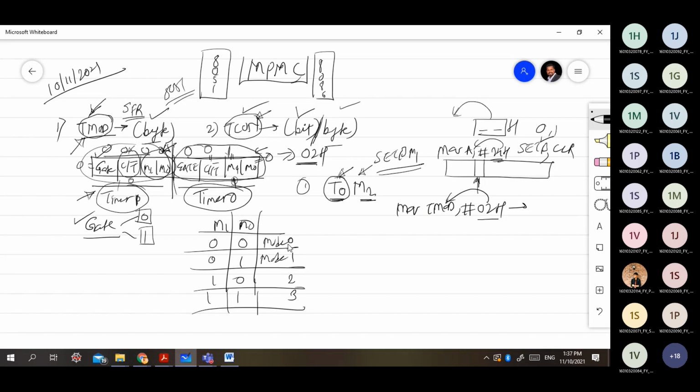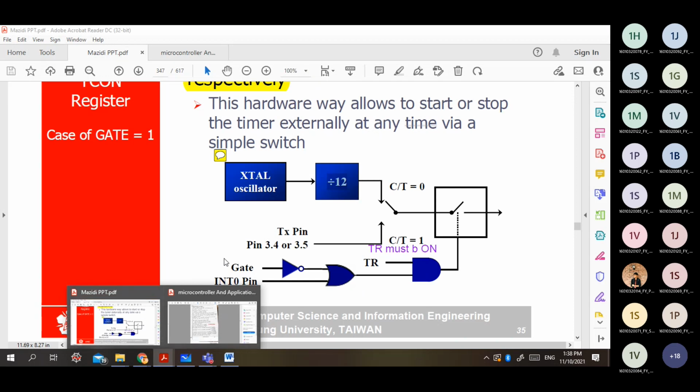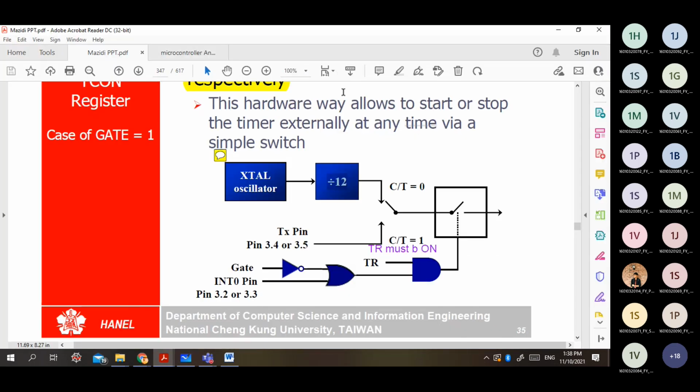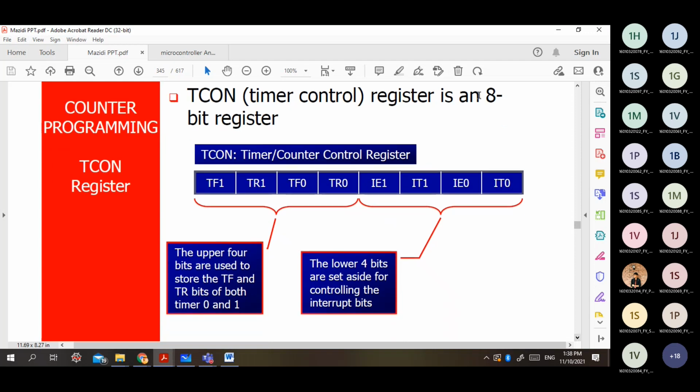Now first of all we finish TCON, and then we see which the different modes are. Now just see TCON. This is the TCON structure. As the name suggests, TCON is the timer control register, and this one is bit addressable. We can go to a single bit of it and change it, like 0 and 1. Once again, it is 8-bit. You can say TCON is an 8-bit timer control register.